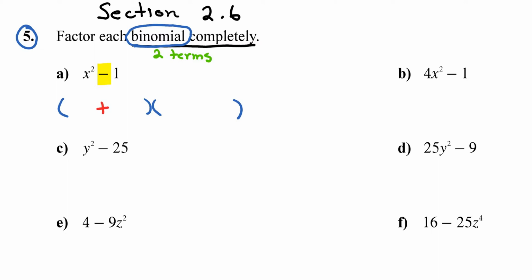And then you have a plus and a minus sign in the middle. And then after that, you're just taking the square root of each term. So the square root of x squared is x, and the square root of 1 is 1. So x plus 1 and x minus 1, and that's it.